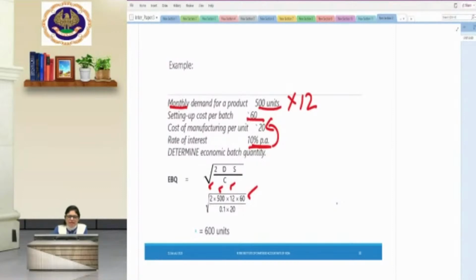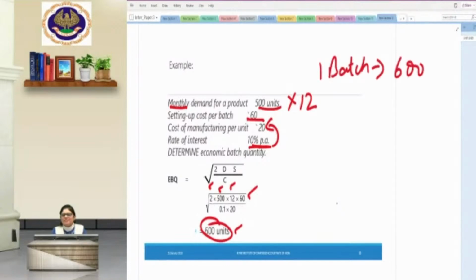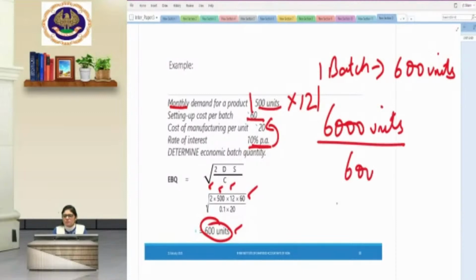Clear? So the answer is 600 units. That means the optimum size of a batch is 600 units in one batch. So in one batch, how many units should you produce? 600 units. How many batches will you require? If you can produce 600 units together in one batch, out of the total requirement, 500 into 12, you require a total of 6,000 units.